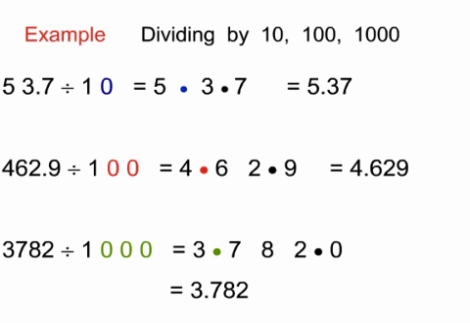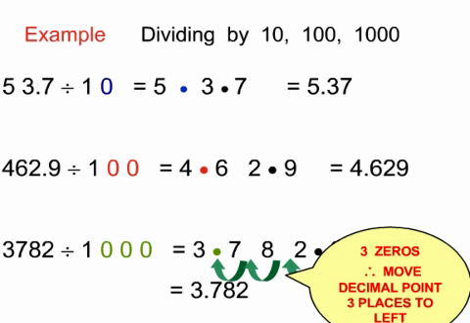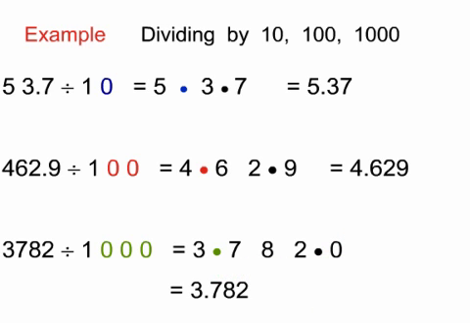Finally, 3,782 divided by 1,000. Notice here that 1,000 has got three zeros, so we move the decimal point three places to the left, giving us a decimal point between 3 and 7. So the answer now is 3.782.